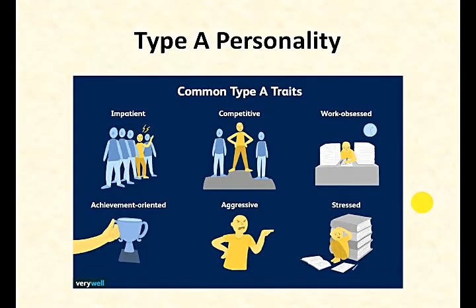Type A personalities. Common type A traits: impatient, competitive, work obsessed, achievement oriented, aggressive, stressed. These are characteristics of common type A personalities.